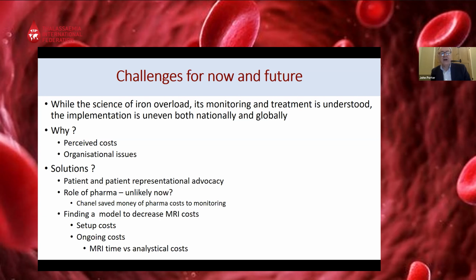And are there other models we can use to decrease MRI costs? I know that Tim has thought about this quite a bit, and quite a few of the people on the panels today. So I think these are the particular challenges for the future. The science is there, but the organization and the remuneration is not always there in all countries.